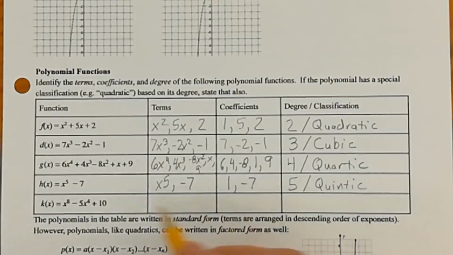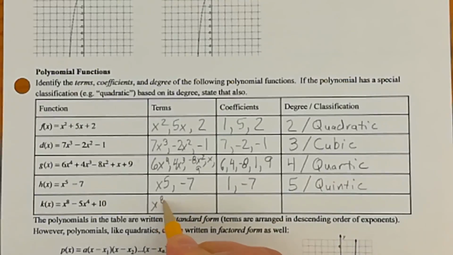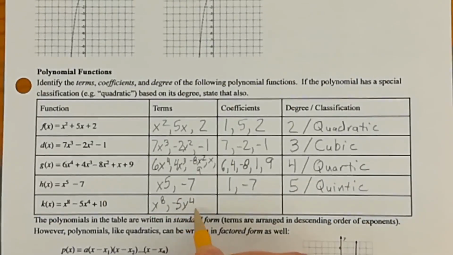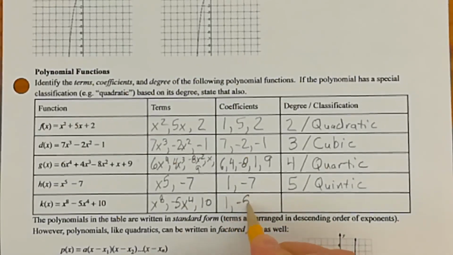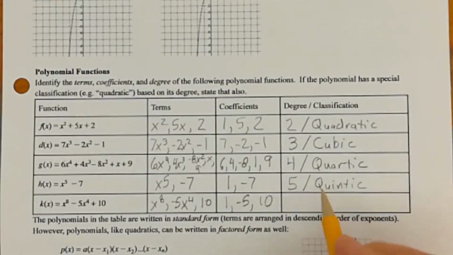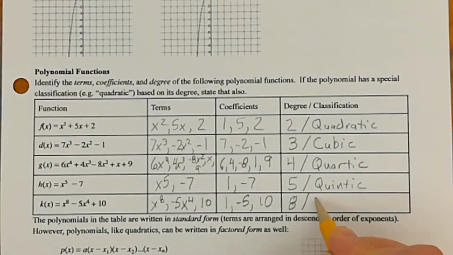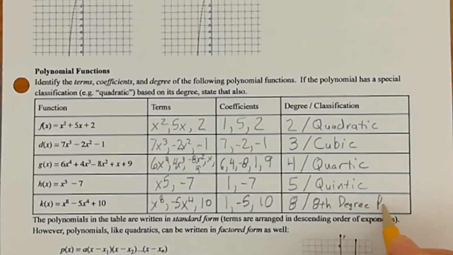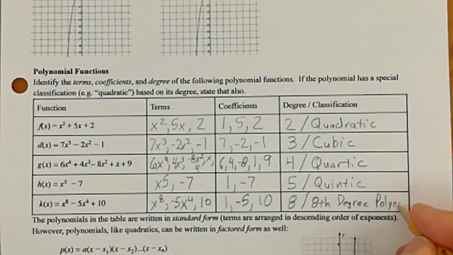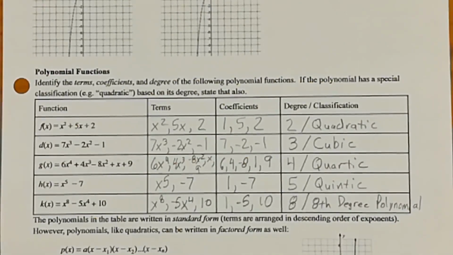So at this point, this has the degree of 8. Well, let me write down the terms and the coefficients. Okay, and then the degree here is 8, and it doesn't really have a special name, so we would just call this an 8th degree polynomial, which I didn't leave enough room to write, but okay. All right, so that's how that works.